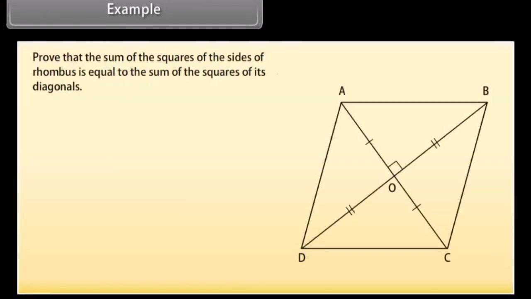Example. Prove that the sum of the squares of the sides of a rhombus is equal to the sum of the squares of its diagonals. Solution.